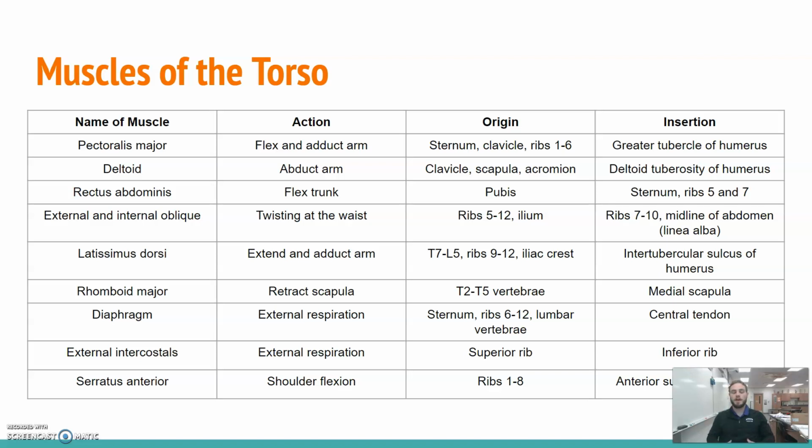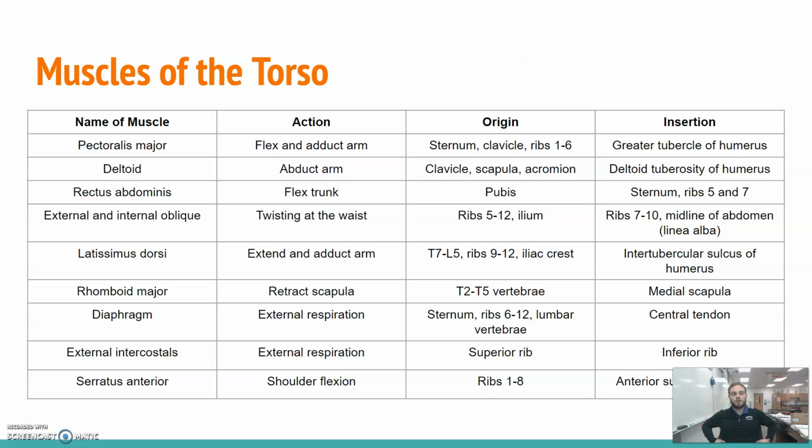Other muscles, you have the rectus abdominis. This is what you think of as the six-pack. It's going to be used to flex the trunk, which means to basically, like you would when you reach down and touch your toes. It is going to originate on the pubis bone. Remember, that is going to be the anteromedial portion of your hips. And it's going to insert on your sternum as well as ribs 5 and 7. So that's how it's going to be able to flex your trunk.